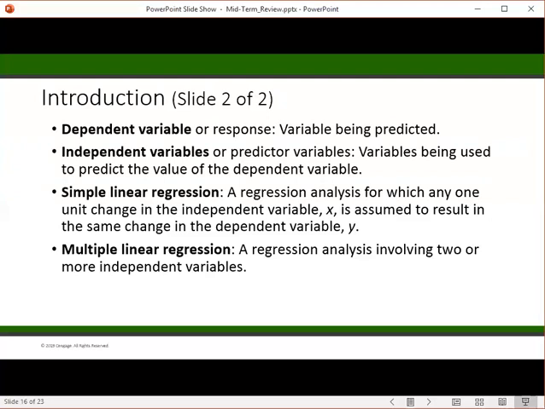A simple linear regression is bivariate. You have one dependent variable and one independent variable. A multiple linear regression is where you have 2 or more independent variables.